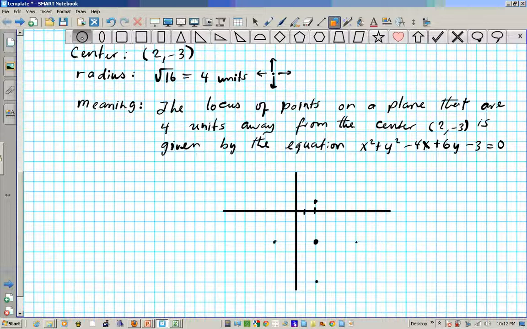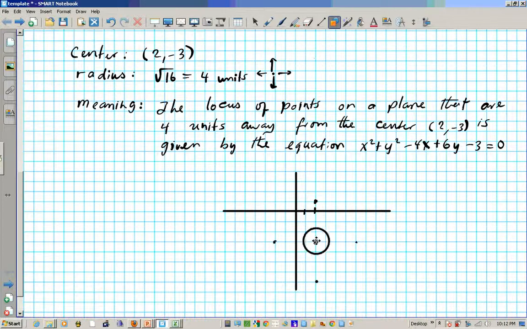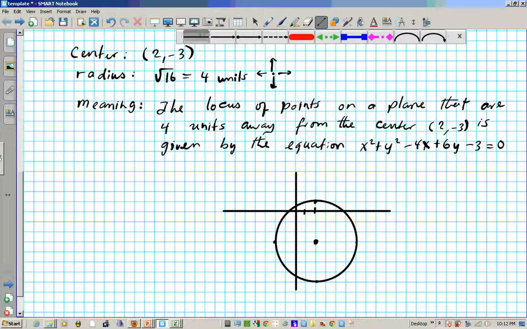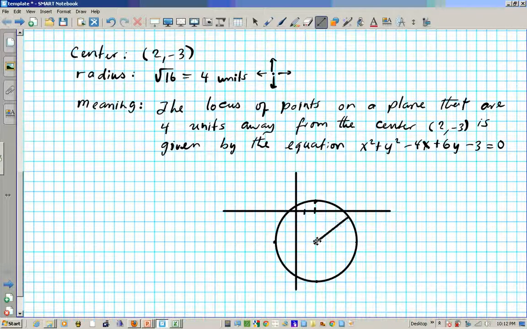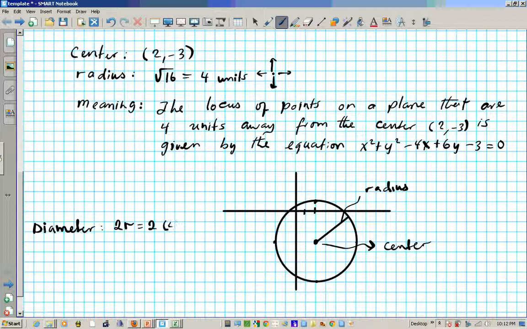All I'll simply do is go ahead and draw a circle like that, and then let's label it per the instructions. All I need to do is label the radius and the center. Okay, so this is the radius. This is the radius, and this right here is the center. With this piece of information, I can find the diameter. The diameter is basically twice the radius, so it's going to be 2 times 4, and the answer is 8. 8 units.